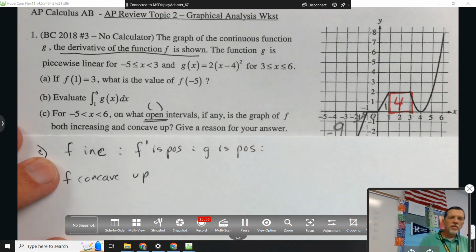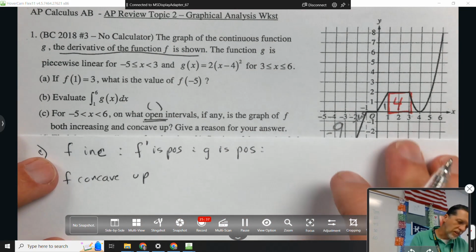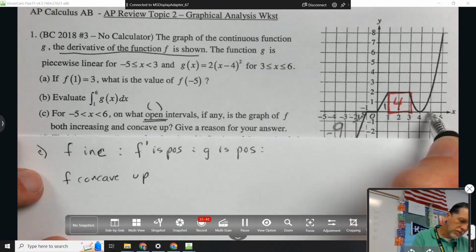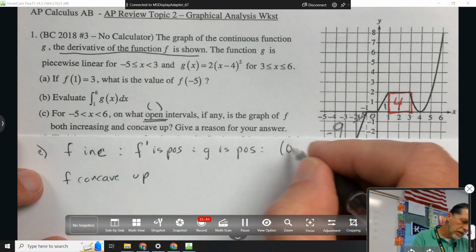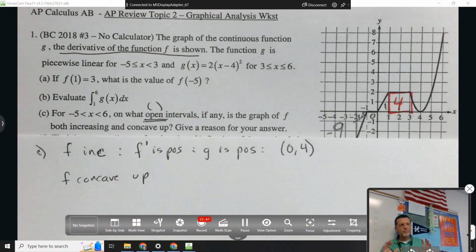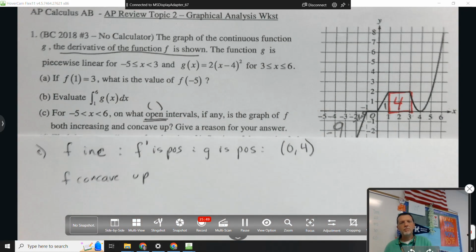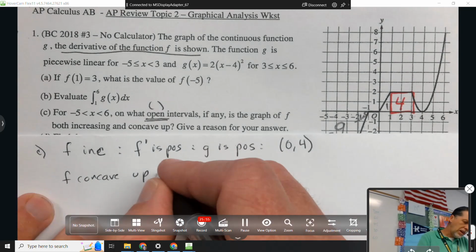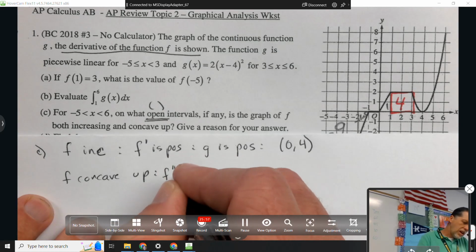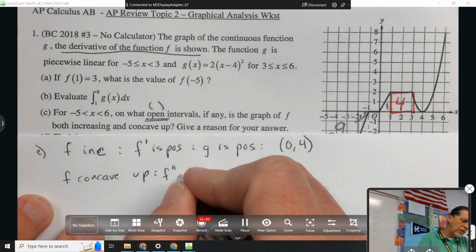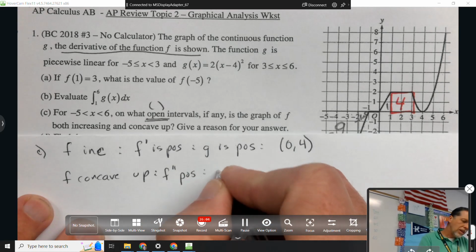So let's write down where g is positive. That would be from 0 to 4. And it was nice that it said open interval, so I'm not worried about brackets or parentheses. I know it's parentheses. Okay, concave up. That would mean f double prime is positive, which is the same as g prime.